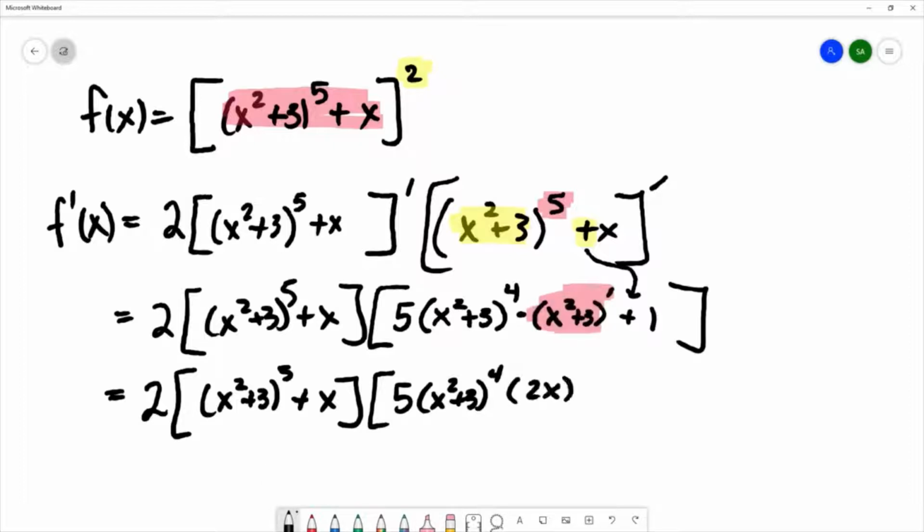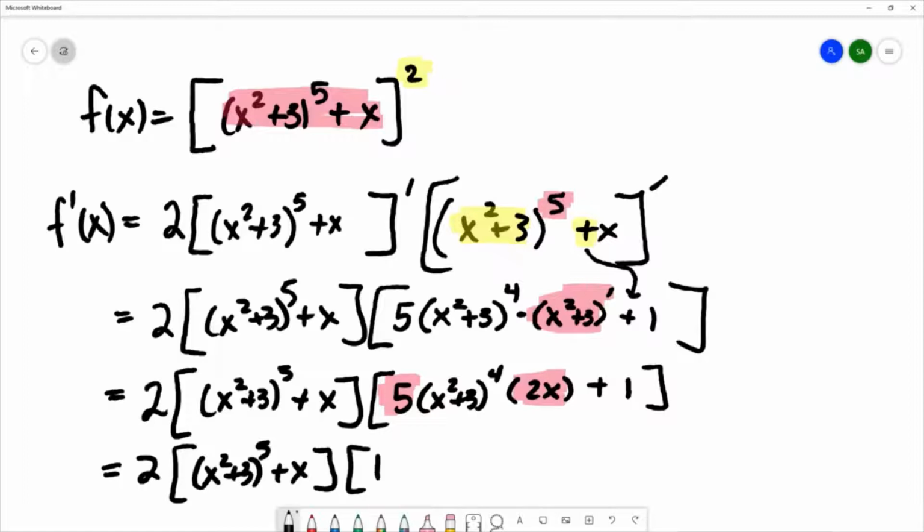That's the derivative of x squared is 2x. And I've got a little simplification I can do. I can multiply these two together. That would give me 10x times (x squared plus 3) to the 4th plus 1. And I'd probably leave it like that as the derivative.